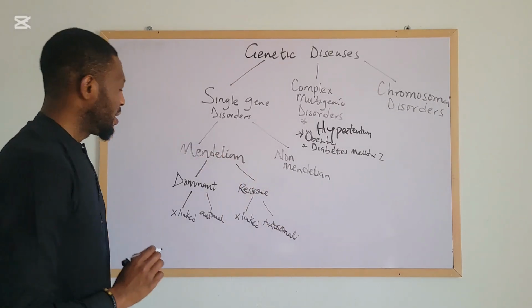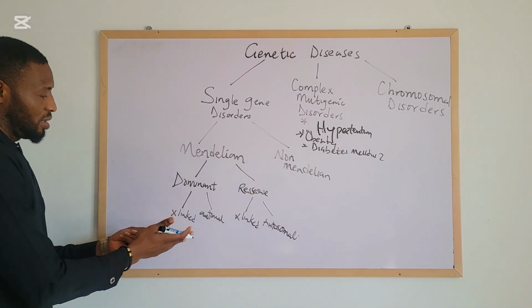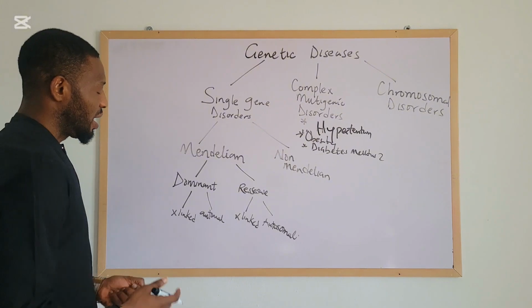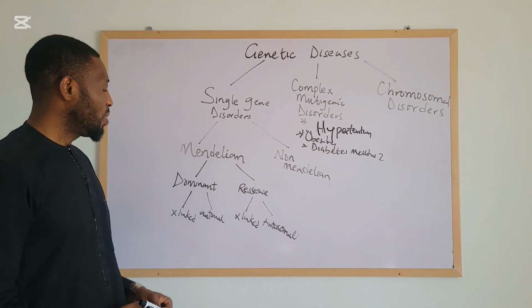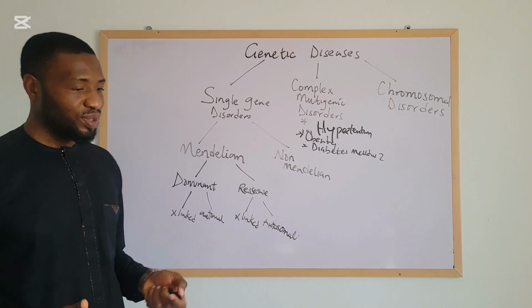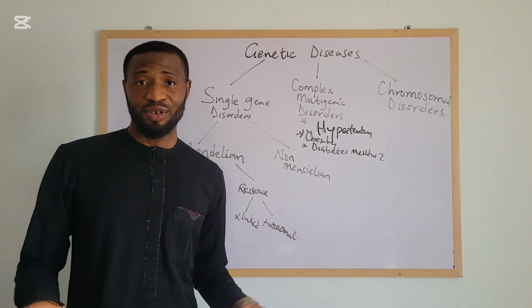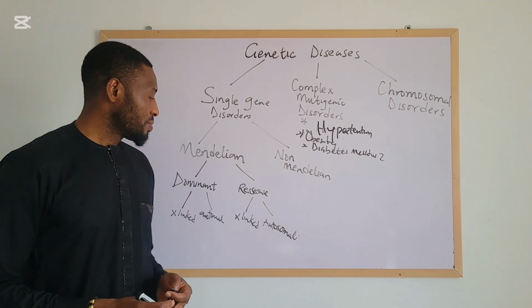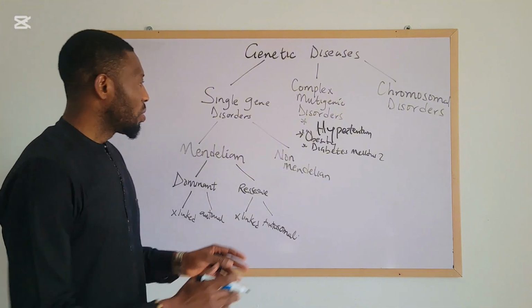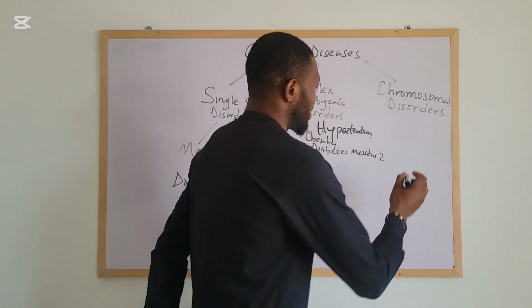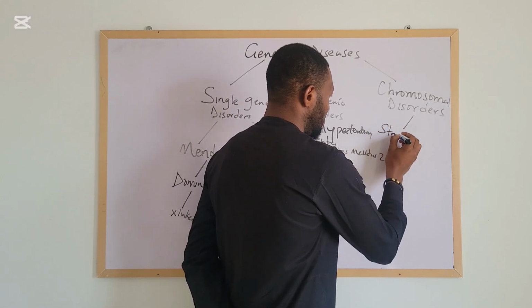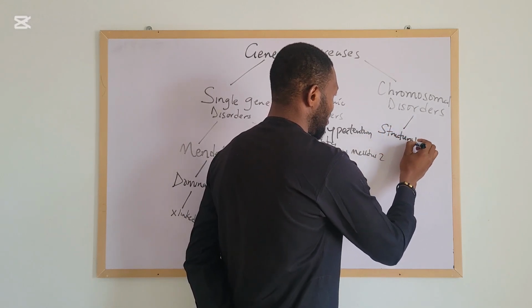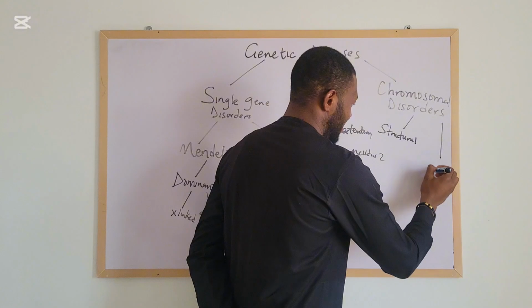Okay, now X-linked disorders are disorders that affect the chromosome X, while autosomal disorders are disorders that affect other chromosomes. Okay, so chromosomal disorders can be structural disorders, or numerical disorders.